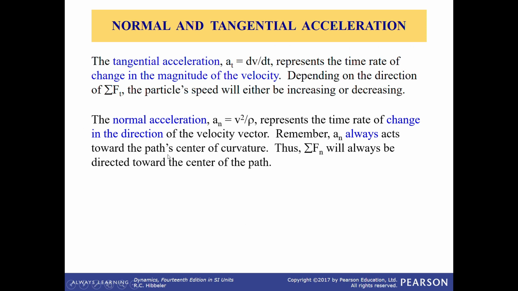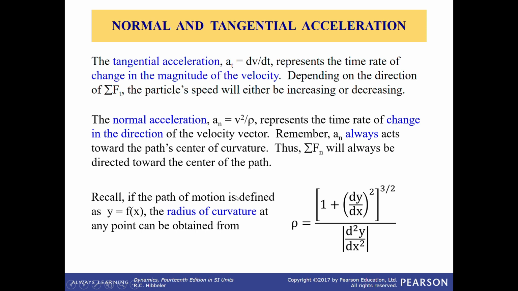Alright, how to calculate an? an is equal to v squared, where v is the velocity, divided by rho, where rho is the radius of curvature. an represents the time rate of change in the direction of the velocity vector. Remember, an always acts towards the path's center of curvature. Thus, summation of Fn will always be directed towards the center of the path.